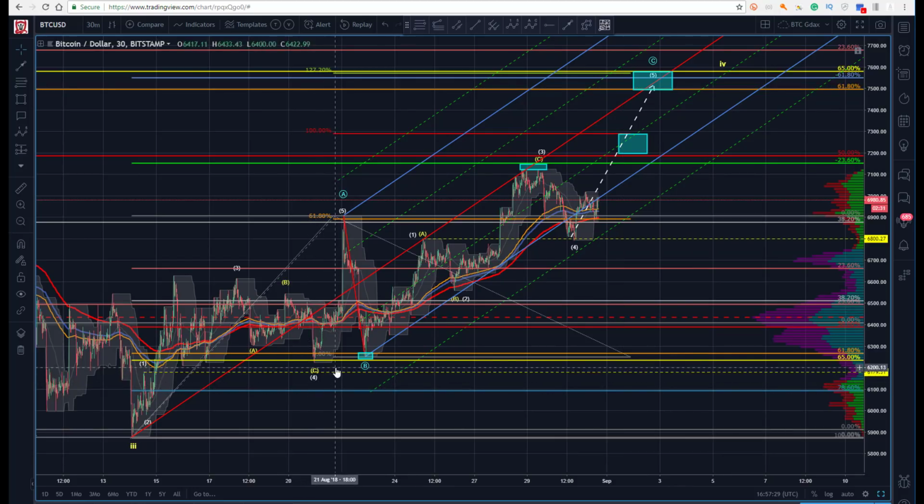Well, this is the first problem with this being an impulsive structure. If I have this properly identified as the 1 wave, this cannot be an impulse, right? Because I have an overlap here of the 1. So it doesn't play. So what's more likely here?